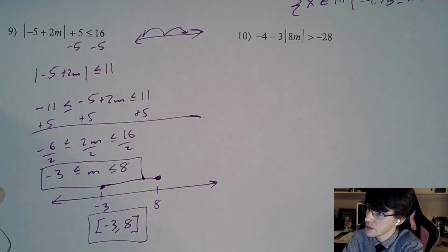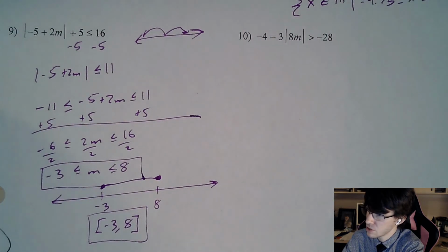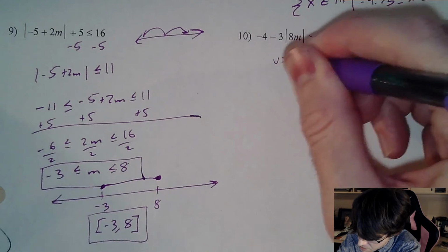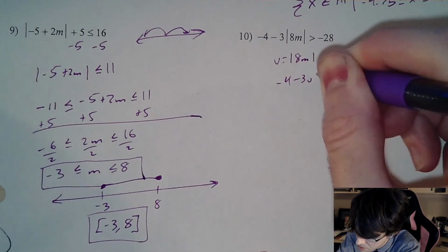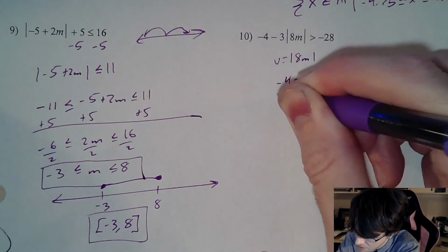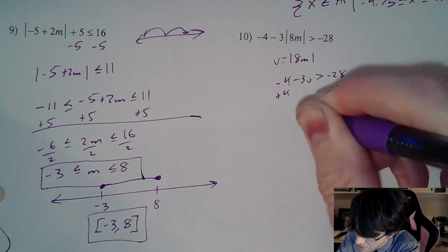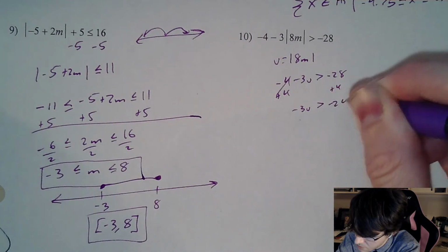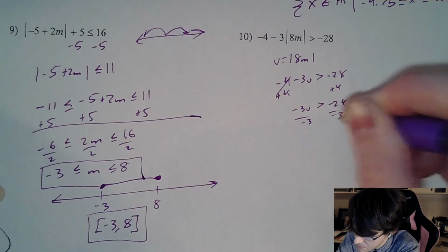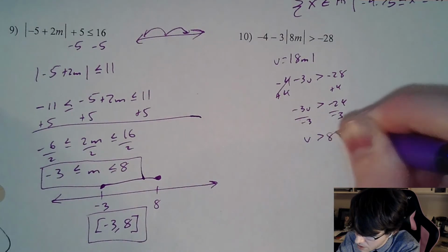So here it is with this one. Might want to do u for this one. There's a lot of different stuff going on. So u is absolute value of 8m. So -4 minus 3u greater than -28. Add 4 to both sides. We get -3u is greater than -24. Divide both sides by -3. And you got u greater than +8.